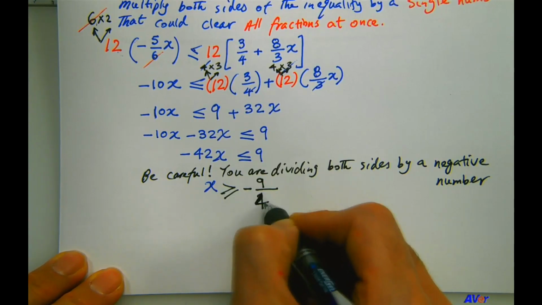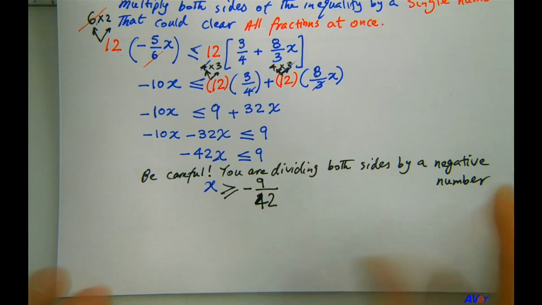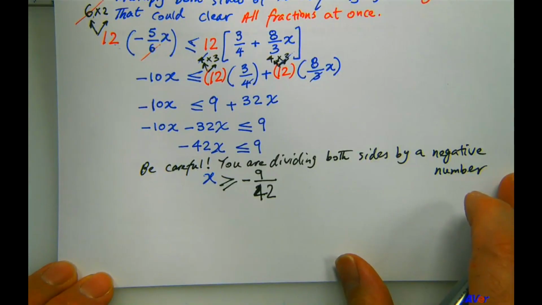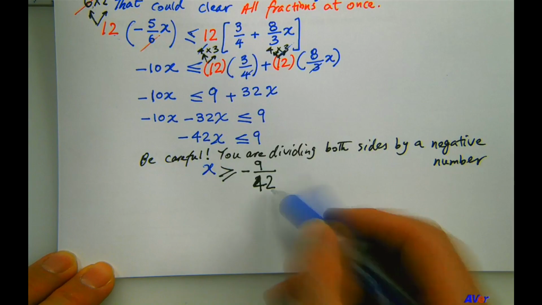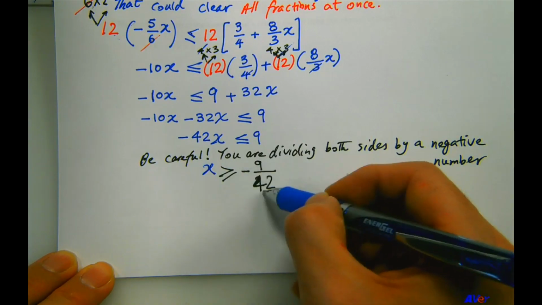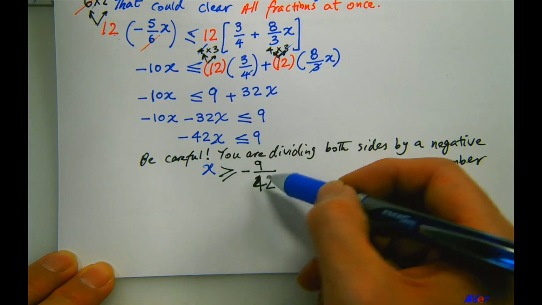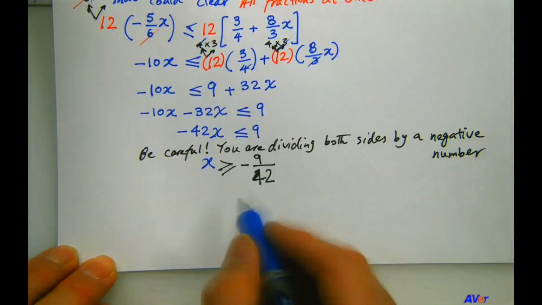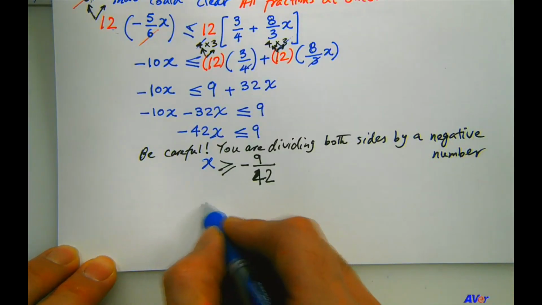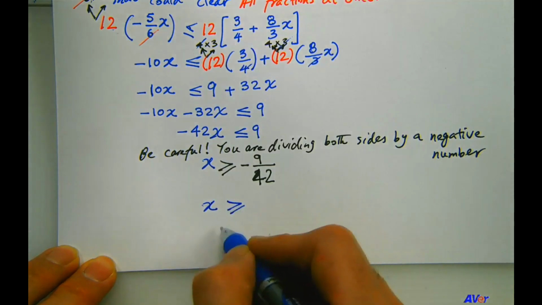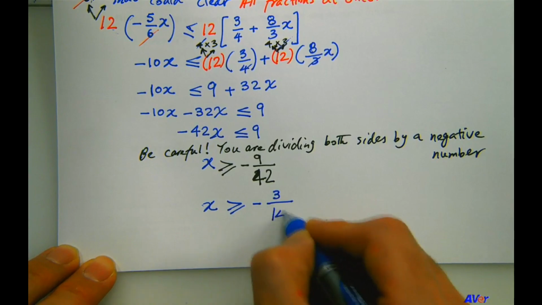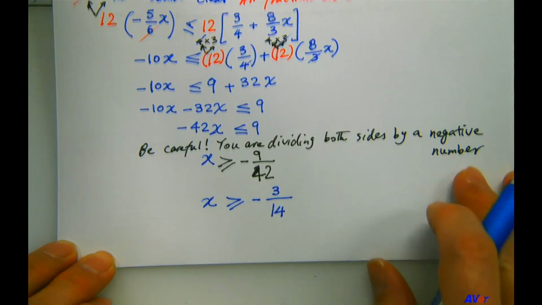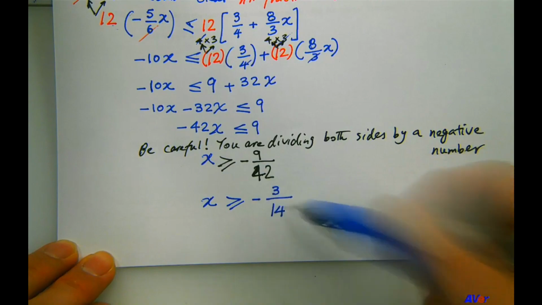So here we have x greater than or equal to minus 9 over 42. Okay, I meant to use my blue ink there. So we can simplify this, right? Because both 9 and 42 have 3 as a common factor. So that would be x greater than or equal to minus 3 over 14. Right? After you simplify, you get this.